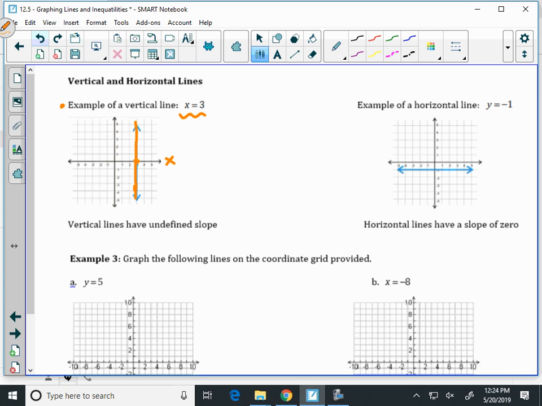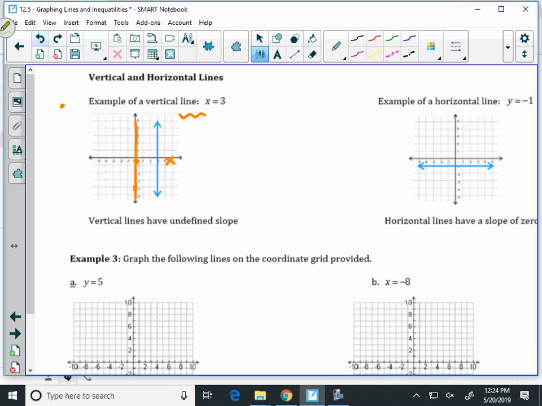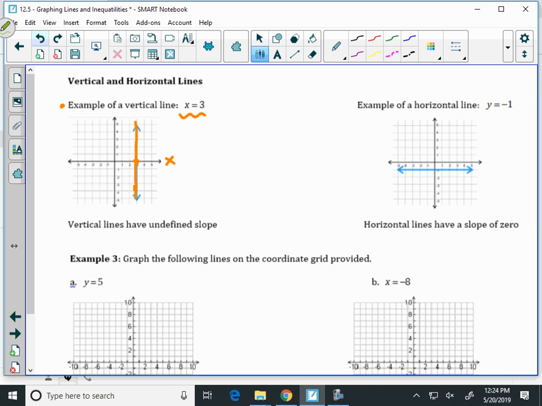Horizontal lines will always be y equals a number, and they always have a slope of 0. So when they graph this line, y equals -1, they went to the y-axis where y is -1. And again, it has to go through that, going opposite of the axis it's sitting on. So we draw a nice horizontal line through. It can only touch the y value of -1.